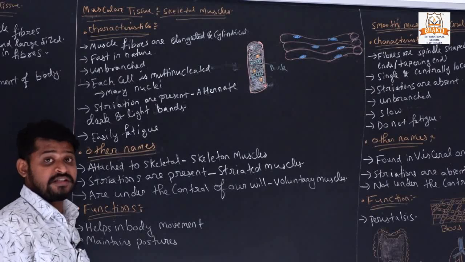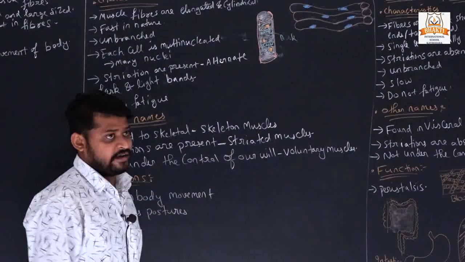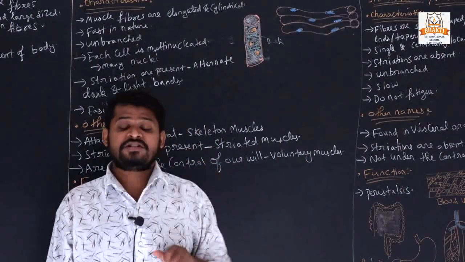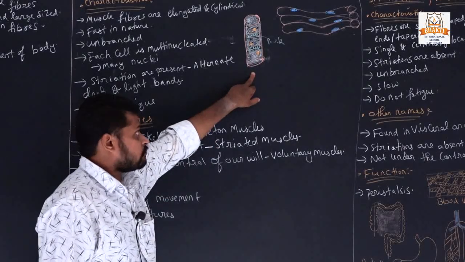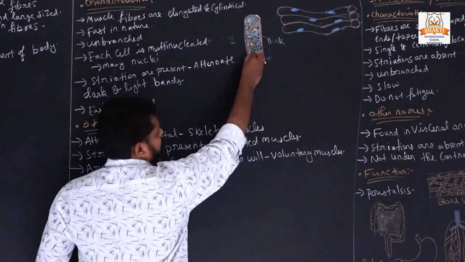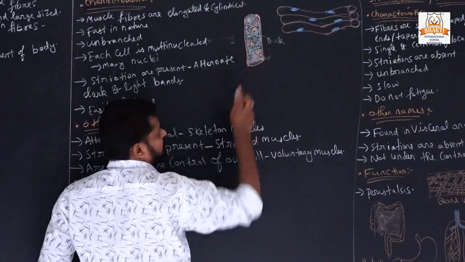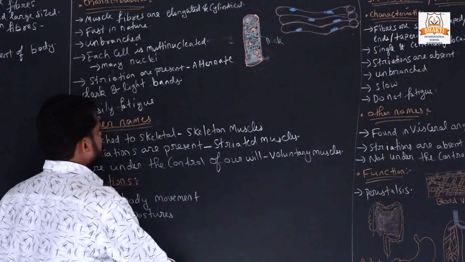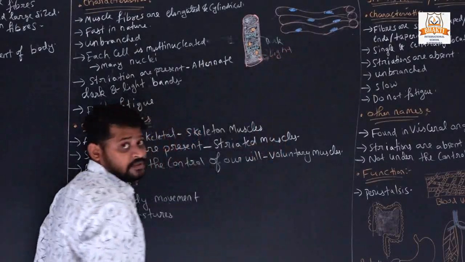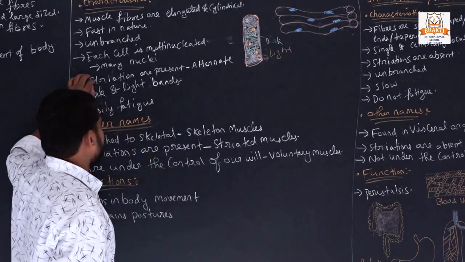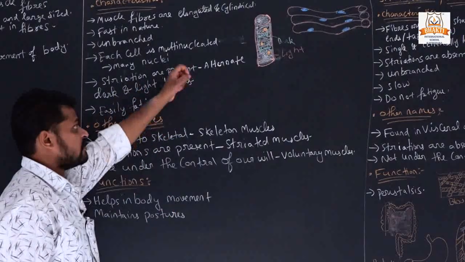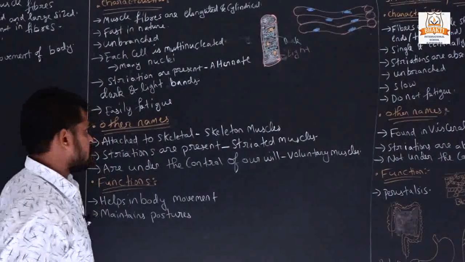Striations are present. What is striation? Like in a tiger, the stripes are present, black and yellow. So this is called a striation. In skeletal muscles, if you see, this green part is called the dark band, and this white portion is called the light band. They both make alternate dark and light bands, that is called striations. So striations are present in skeletal muscles.